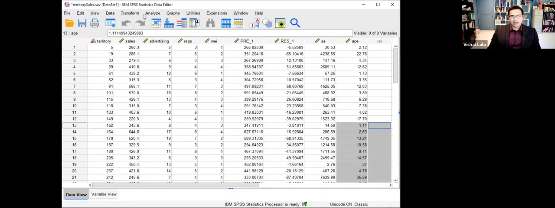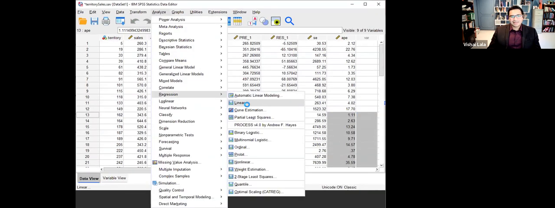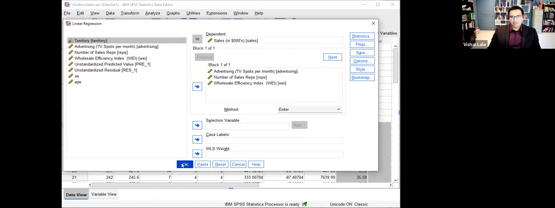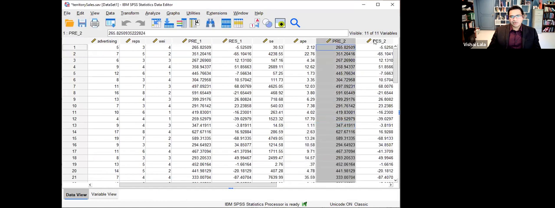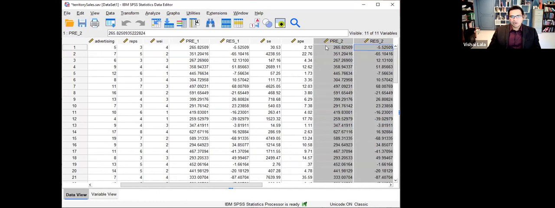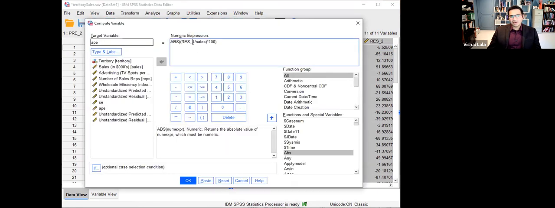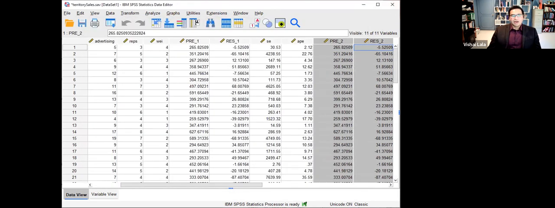Let's say I decide to go analyze regression linear, repeat the same exact step. Now we have two new columns that are called pre2 and res2. You want to be aware of this because now if you go to compute the MAPE or the MSE, you want to make sure that you're using the correct res variable. All right. So that's what we had for two more. We've examined in this video two more metrics for computing how good your model is or how good the prediction quality is. Thank you for joining me.